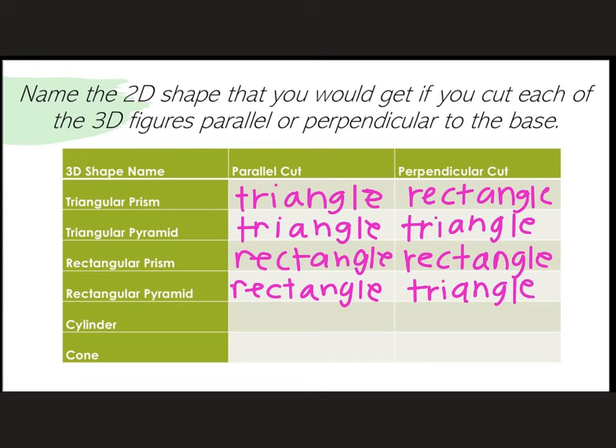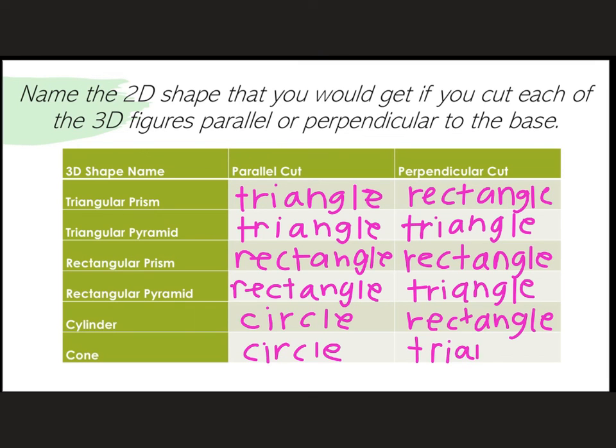Cylinder, in a cylinder, you have 2 circles that are your bases. I like to think of a soup can. So if I made a parallel cut, I would see a circle. And then remember, a cylinder is, yes, round, but if you unfolded it into a net, you would see 1 rectangle. So my perpendicular cut of a cylinder would show me a rectangle. And then a cone, think of an ice cream cone, your base is still a circle. So if I made a parallel cut, it would show me a circle. Perpendicular cut, that is a triangle that is wrapped around. So I would see a triangle with a perpendicular cut.